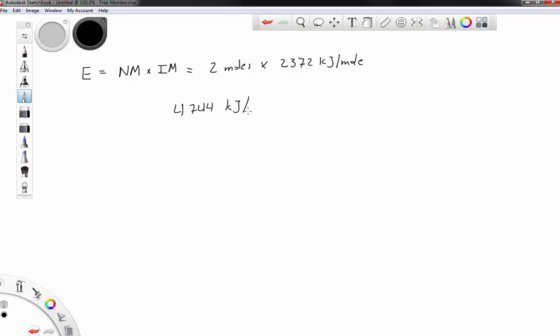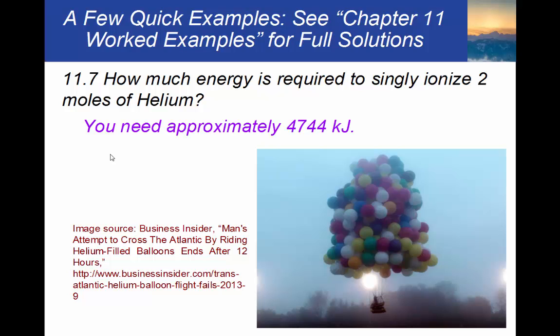So 4,744 kilojoules, or if you'd like, 4,744,000 joules. It shouldn't be per mole because I've actually eliminated the moles here. So this is the total energy needed to ionize 2 moles worth of helium by removing 1 electron from each helium atom on average.